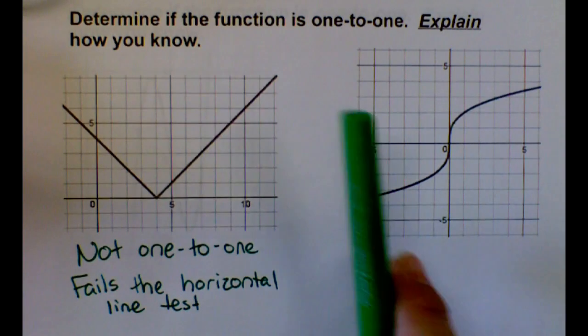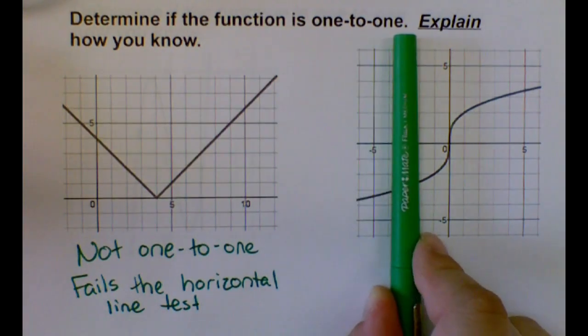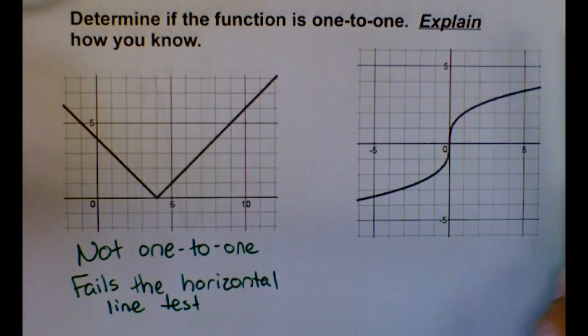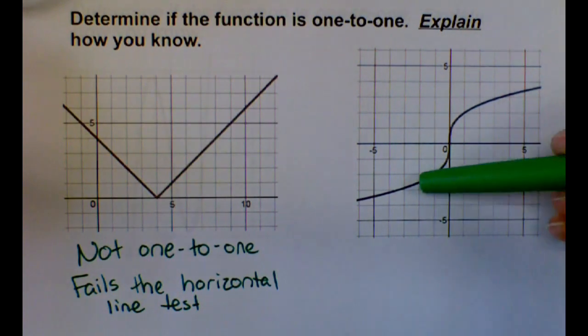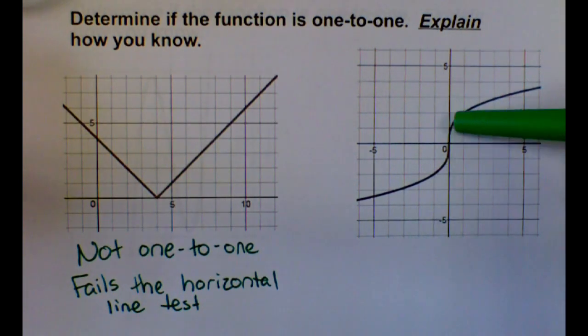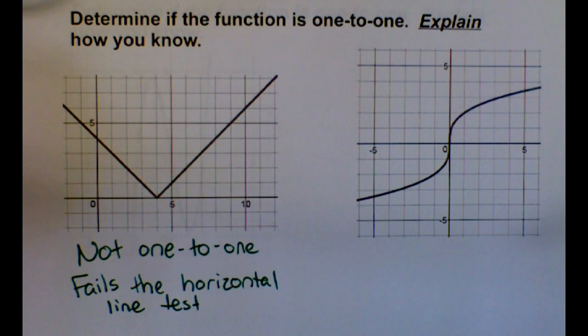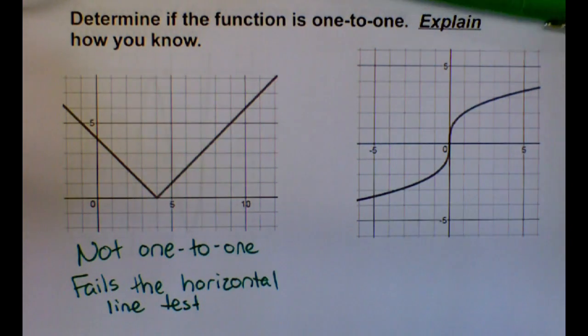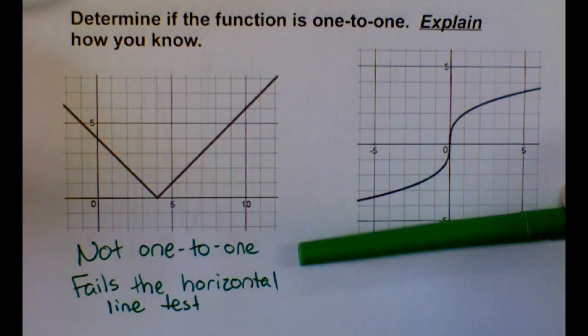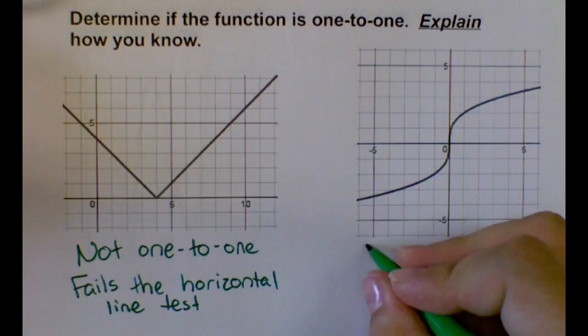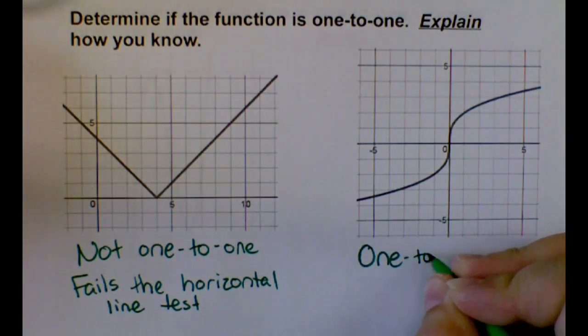Second one, check our vertical line test. And I know here in the middle it kind of looks like it's vertical, but it's actually not. It's getting really, really close and then really slowly far away. So it passes the vertical line test. Horizontal line test. We're good. It passes both. This one is indeed one-to-one.